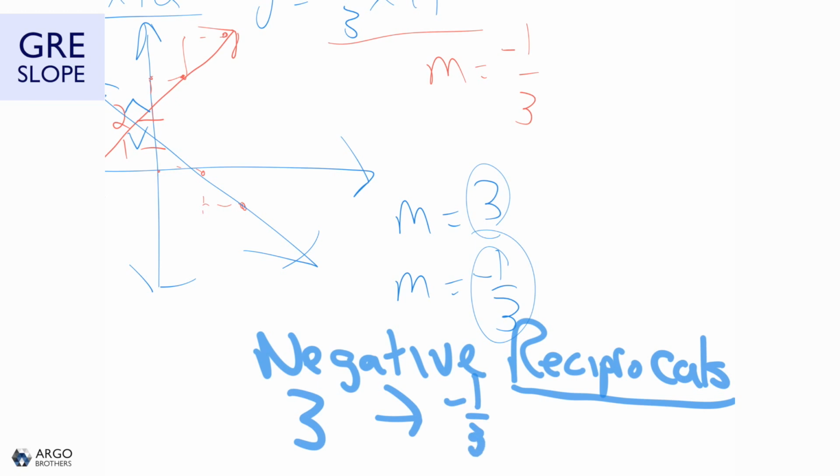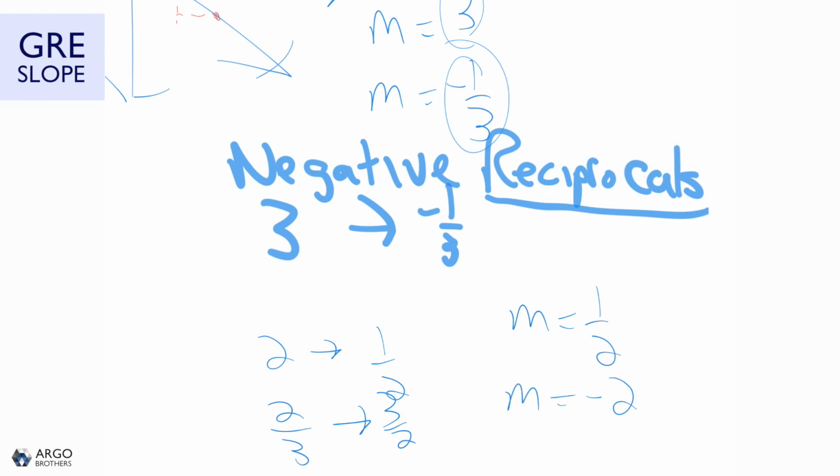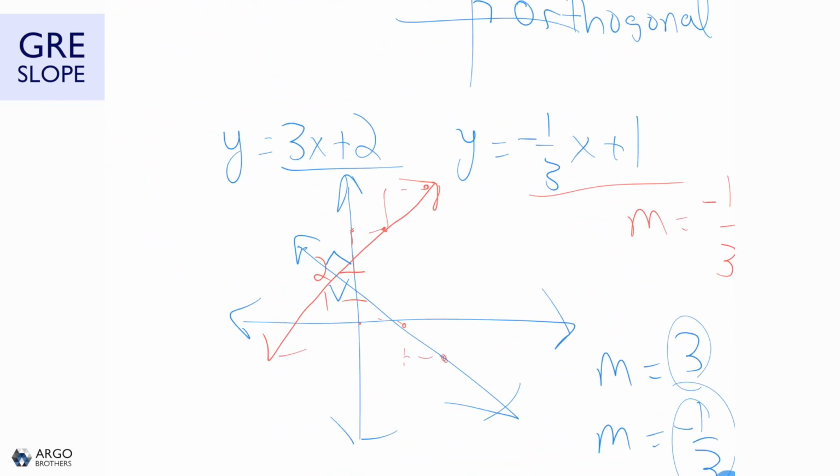So let's just talk about reciprocals really quickly. The reciprocal of 2 is 1/2. The reciprocal of 2/3 is 3 over 2, and so on. So if we have an m of 1/2, then a slope of a line that is perpendicular will have a slope of -2, or -2 over 1. You see that? And so these two lines have slopes that are negative reciprocals of each other, 3 and -1/3. So you know that when you graph them, they're going to be perpendicular. They're going to have this right angle.